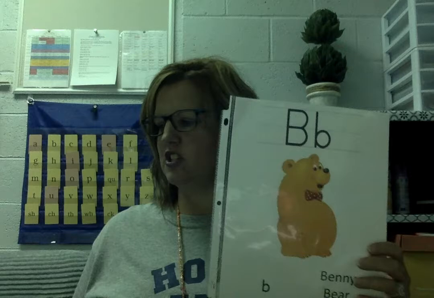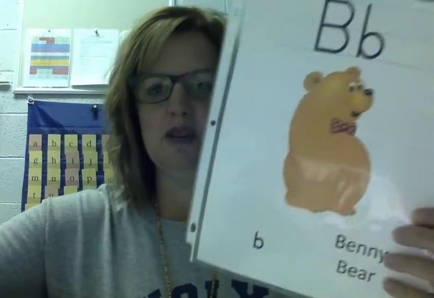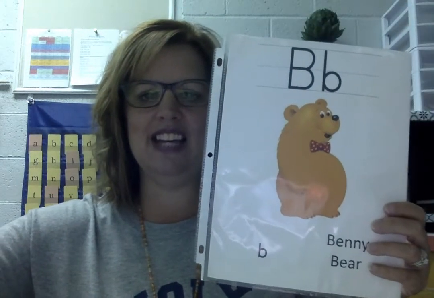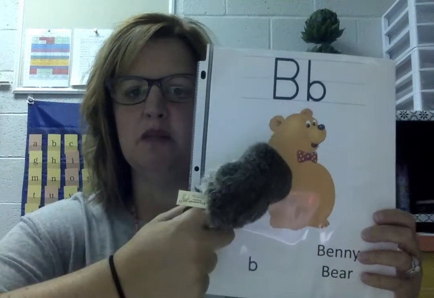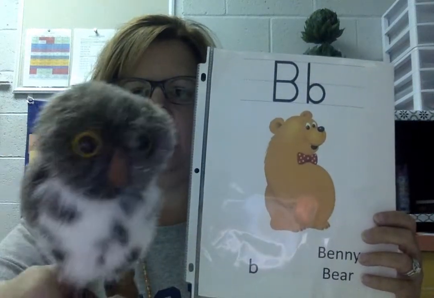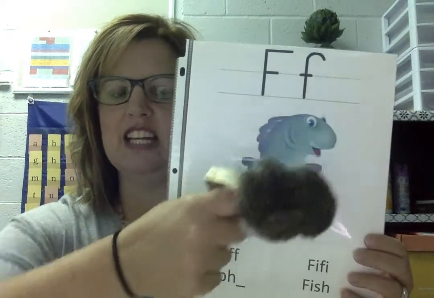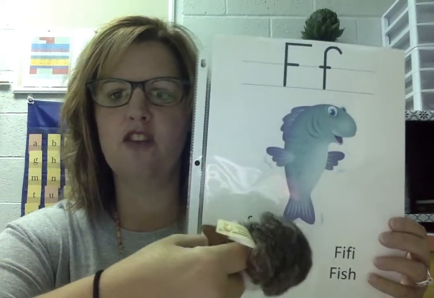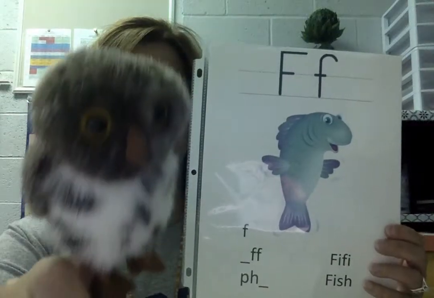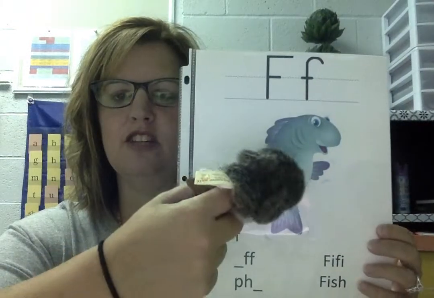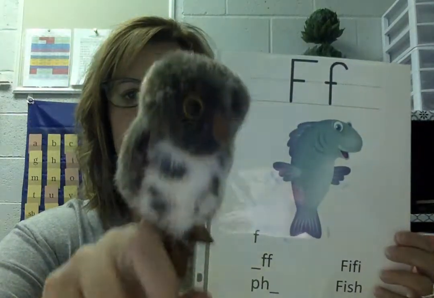Okay, we're going to start with Benny Bear, who is a skyline letter. B, bear, b. Our next friend, Fifi Fish, another skyline letter. F, fish, F, fish.